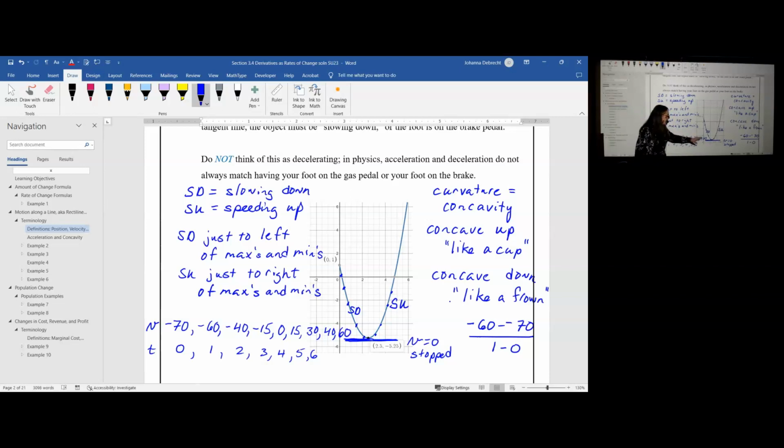In fact, even at 0, it was negative, then 0, then positive. So the velocity is increasing in value, since going from a negative to 0 to positive means it's getting more positive, increasing. And that means the acceleration is going to be positive as well. Do not think of speeding up and slowing down as acceleration and deceleration. They're related, but they are not the same in the physics sense.